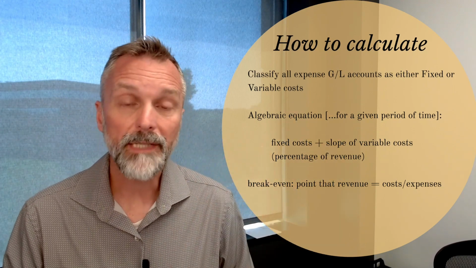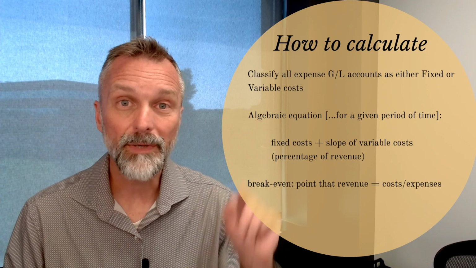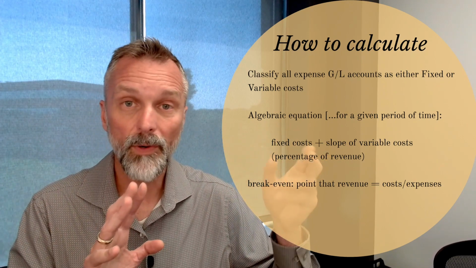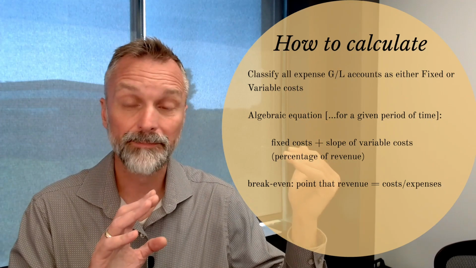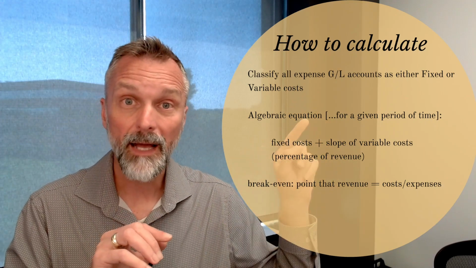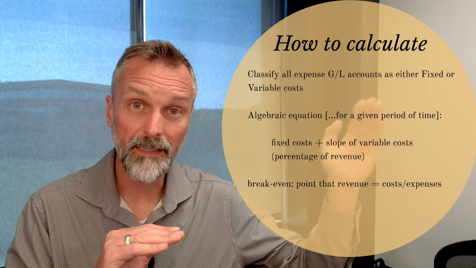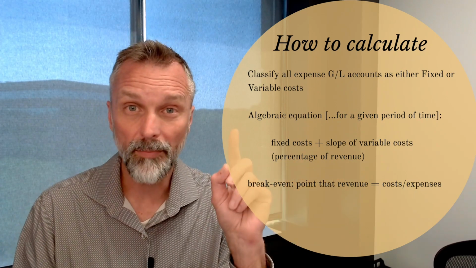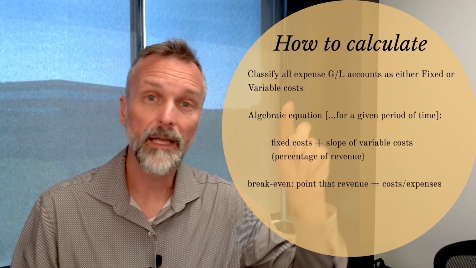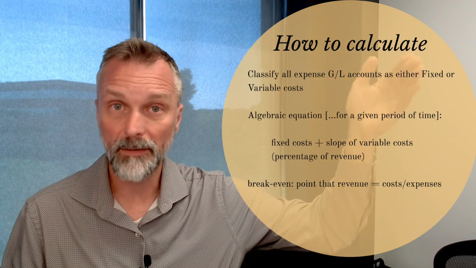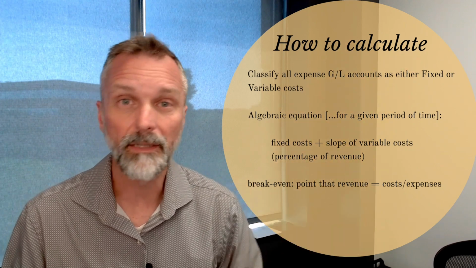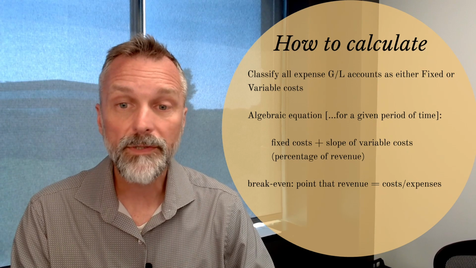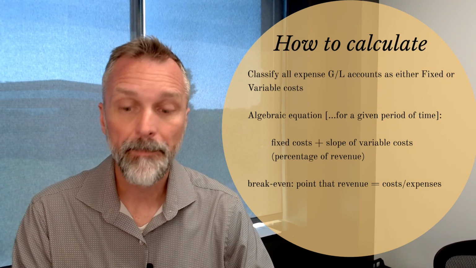Then we're going to use algebra to calculate the given profit or loss as a function of revenue. So what are my fixed costs and what is my variable cost as a percentage? And then that's going to be our calculation. So we can get both our break-even point, but also if we have revenue exceeding our break-even, what is that incremental profit going to be? So let me show you how we do that old school using Excel.